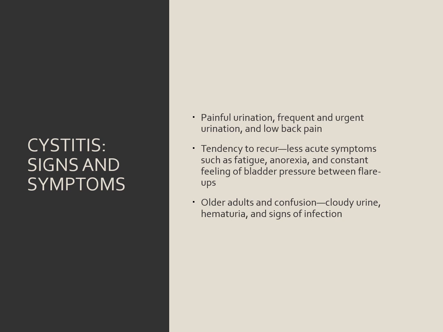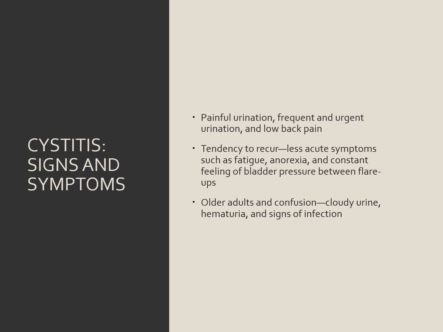The most common symptoms of cystitis are painful urination, frequent and urgent urination, and low back pain. Cystitis tends to recur, producing less acute symptoms such as fatigue, anorexia, and a constant feeling of pressure in the bladder region between flare-ups. The urine may appear cloudy or even bloody and have a foul smell. Urinalysis and urine cultures are used to establish a definitive diagnosis and to identify the specific causative organism.